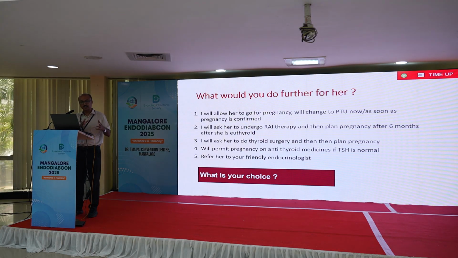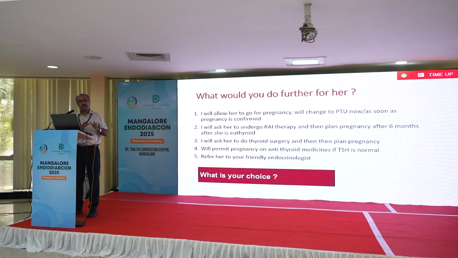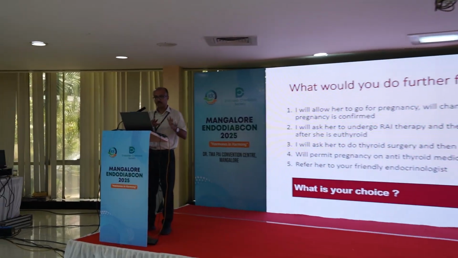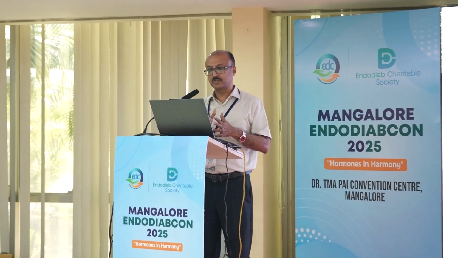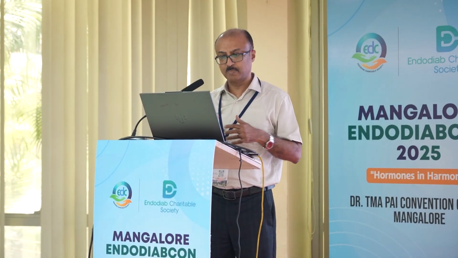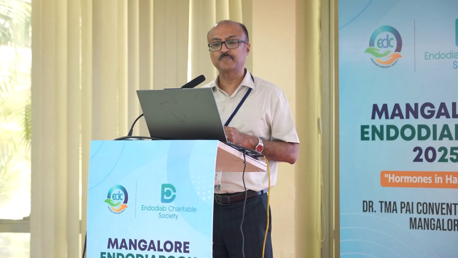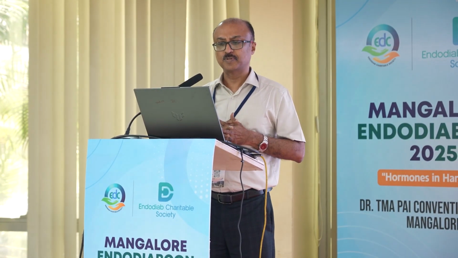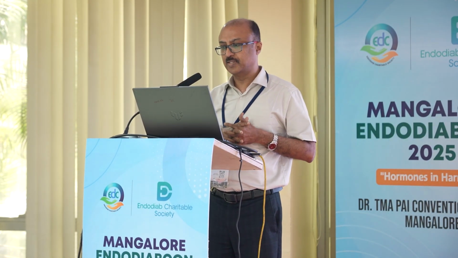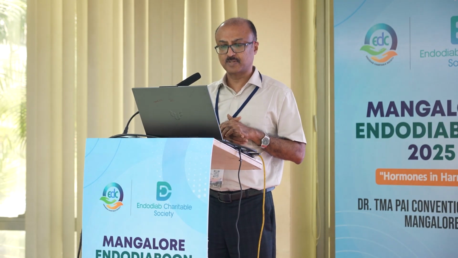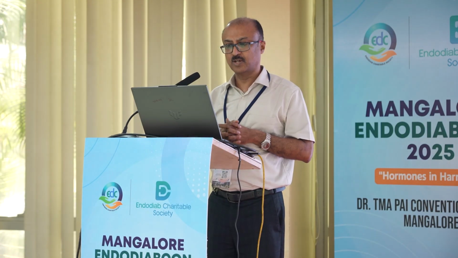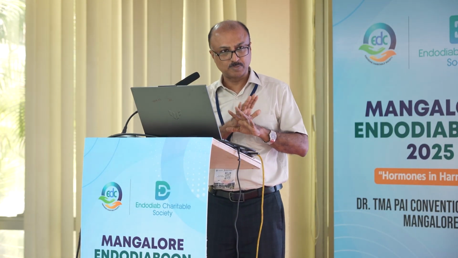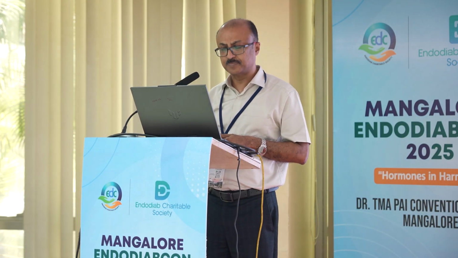So what will you do further for this particular patient who is already euthyroid on antithyroid drugs, feeling okay, and planning to conceive? One, I will allow her to go for pregnancy. Two, I will change to PTU because I have been taught that PTU is better than MMI or carbimazole. Three, I will ask her to undergo radioactive iodine therapy and then plan pregnancy 6 months after she is euthyroid. Four, I will ask her to undergo surgery and then plan pregnancy, or I will permit surgery once the TSH becomes normal. So what is your choice?